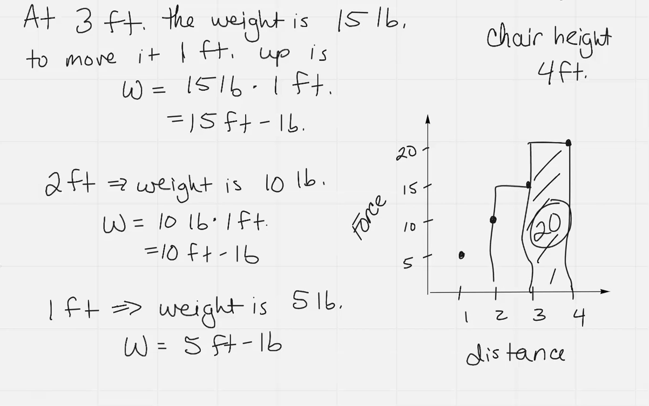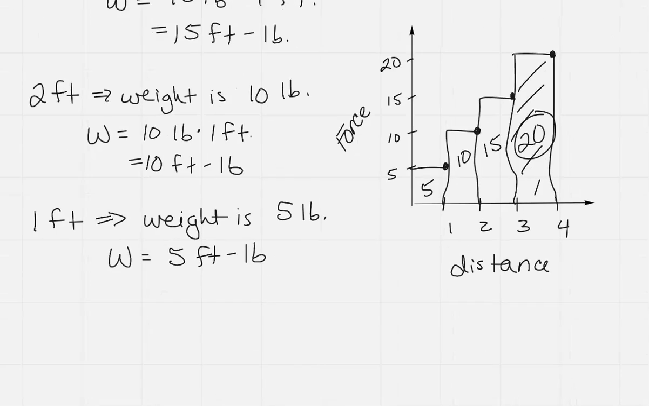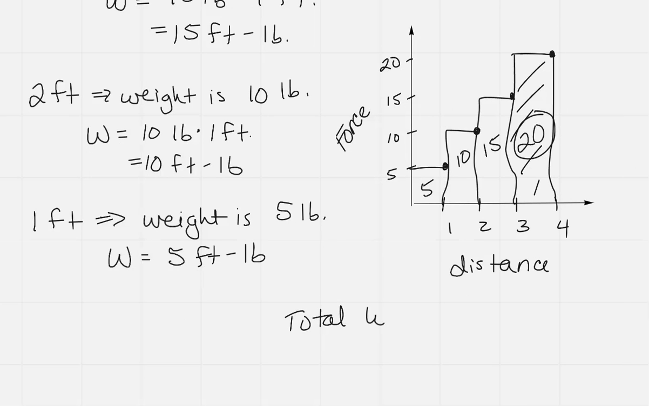And then I'm going to do the same thing, draw a rectangle up 15, ending at 3, so it goes from 2 to 3, and that has an area of 15, because 1 times 15. And then I'm going to also draw a rectangle from 1 to 2 up to 10. That has an area of 10. And then from 0 to 1 up to 5, that has an area of 5. So now if I look at the total work of this, this would be total work equals 5 plus 10 plus 15 plus 20, which is, what, 15 plus 15 is 30. So 50 foot-pound.